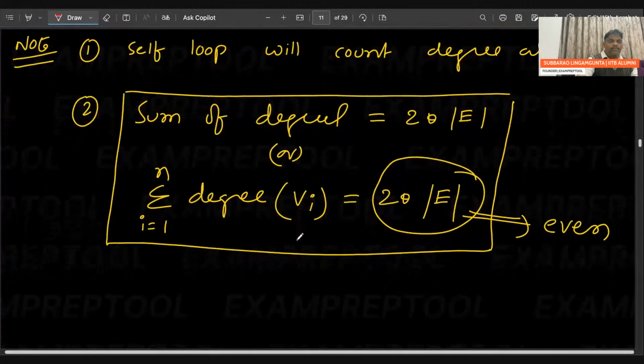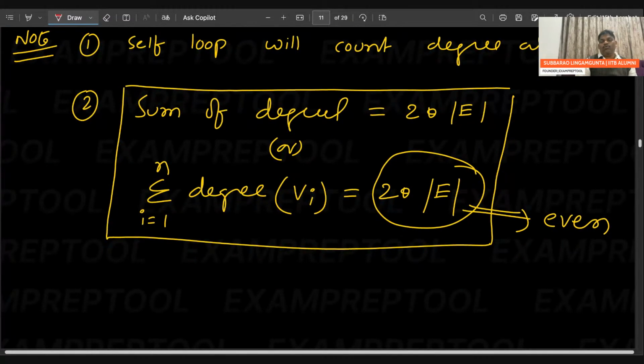Now come here. As I mentioned to you, self loop will count degree by 2. Sum of degrees is equal to 2 into E. That is the formula I wrote: sigma i equal to 1 to n, degree of Vi is equal to 2 into E, where 2 into E is an even number. E is not necessarily even, but 2 into anything is going to be an even number. So the sum of degrees is even.